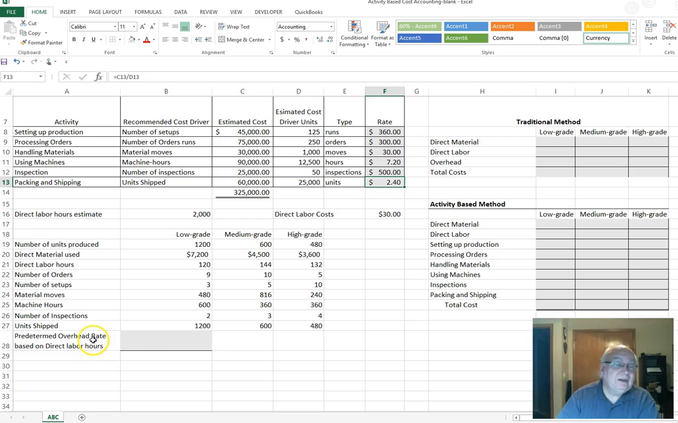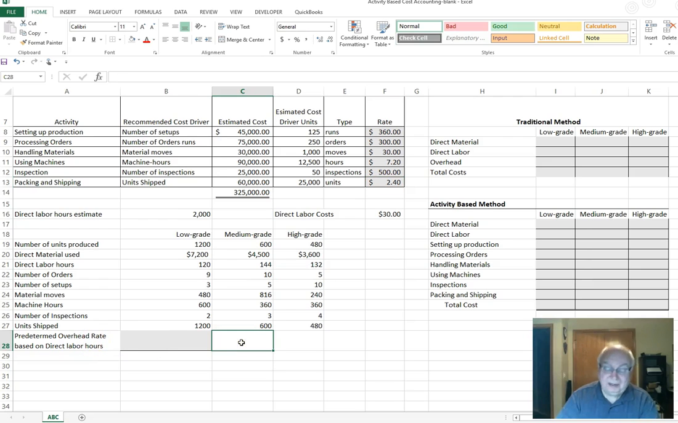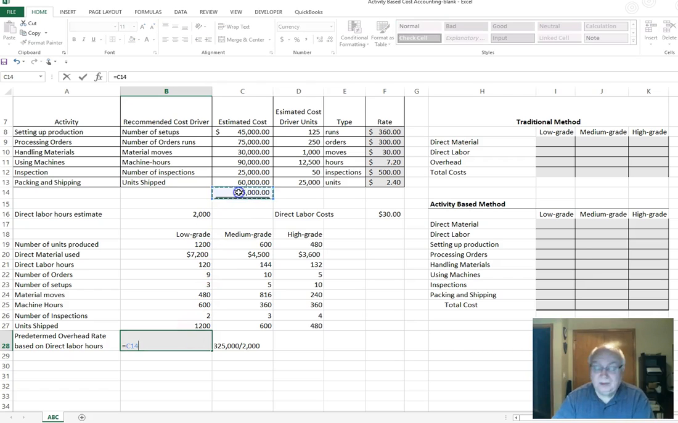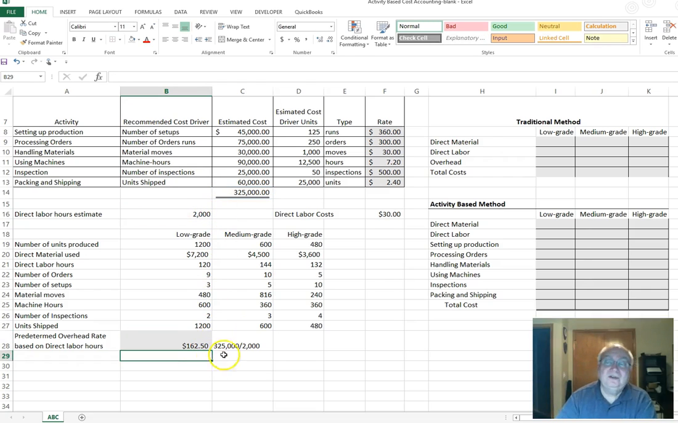Okay. First thing we want to do is, what is our overhead rate? What are we currently doing? So we're currently taking the 325,000 and dividing it by the 2,000. That's what we're currently doing. So we're spending $162.50 per direct labor hour for overhead. That's my overhead rate per direct labor hour.